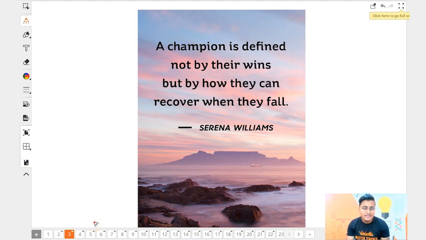A champion is defined not by their wins, but by how they can recover when they fall. This is said by one of the most famous sportspersons, Serena Williams. You know who she is, right? This quote means that you will be facing a lot of critical numericals in CBSE 10 standard, and you might not be able to do many of them, but trust me, the more you practice each and every question, the better you are going to become. Do you agree with me?